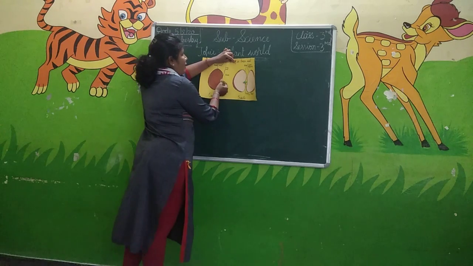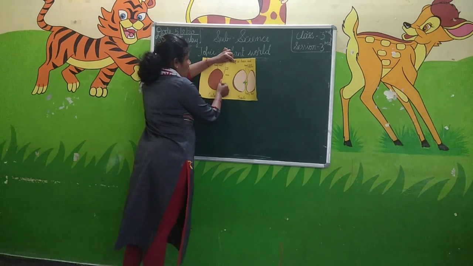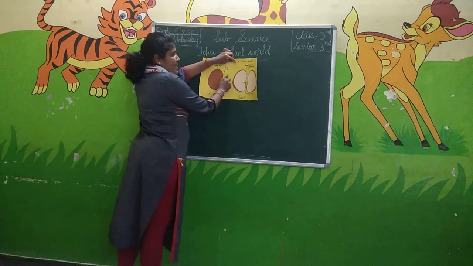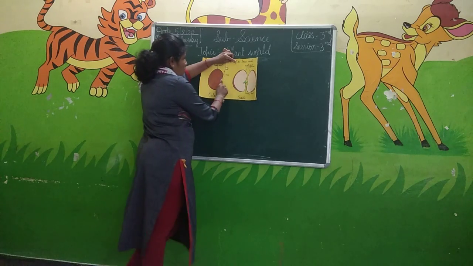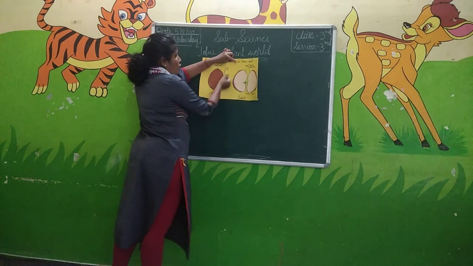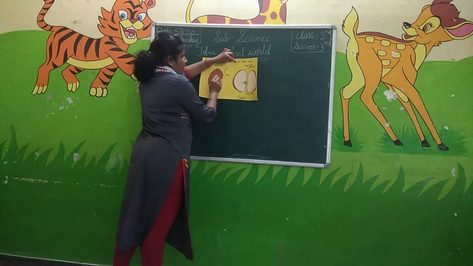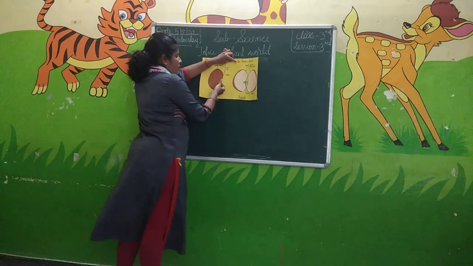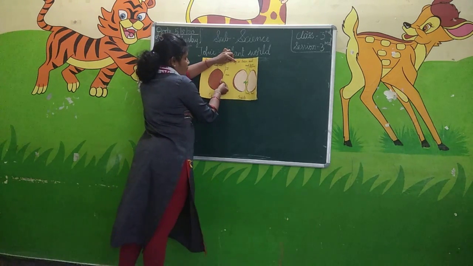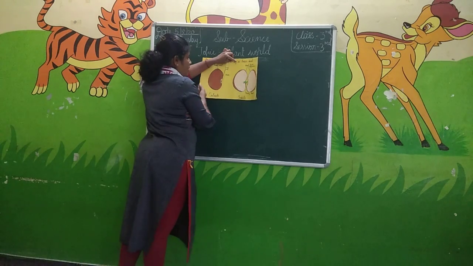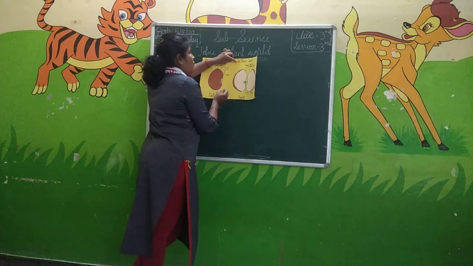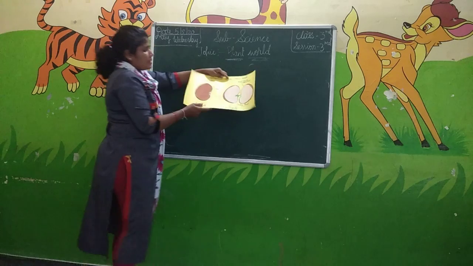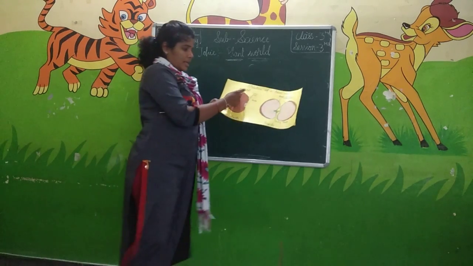On one side of the seed there will be a small hole, called the scale, and also a tiny hole above it. It allows water and air to go inside the seed. Do you understand? This is the structure of a seed.